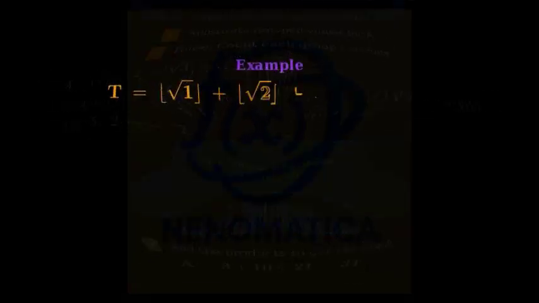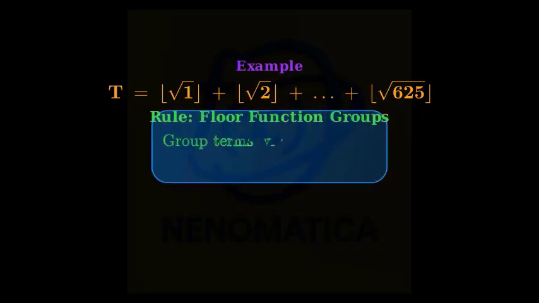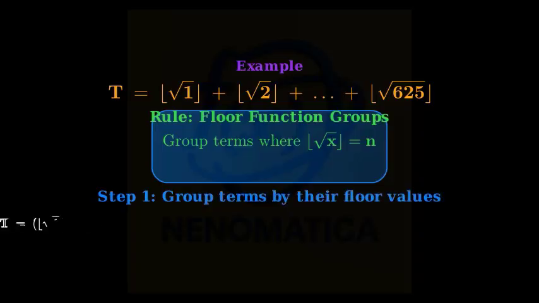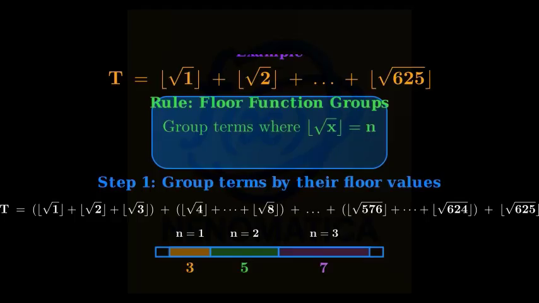We state the problem in bold orange math. Capital T equals the sum from 1 to 625 of the floor of the square root of i. Rule: floor function groups. We group terms where the floor of the square root equals the same integer, n. Step 1. Group terms by their floor values. Visually, each integer n repeats for inputs from n squared to n plus 1 squared minus 1.